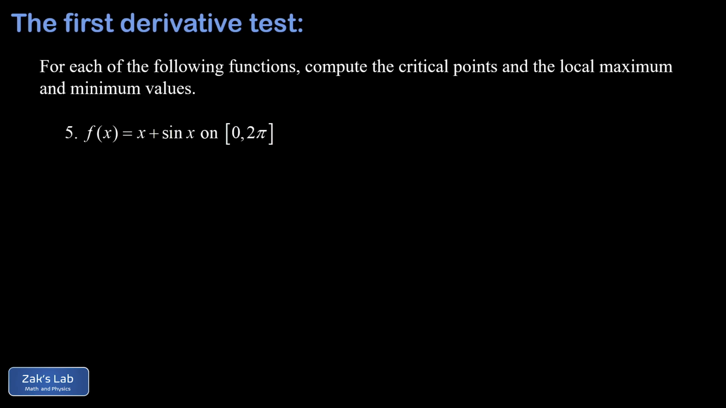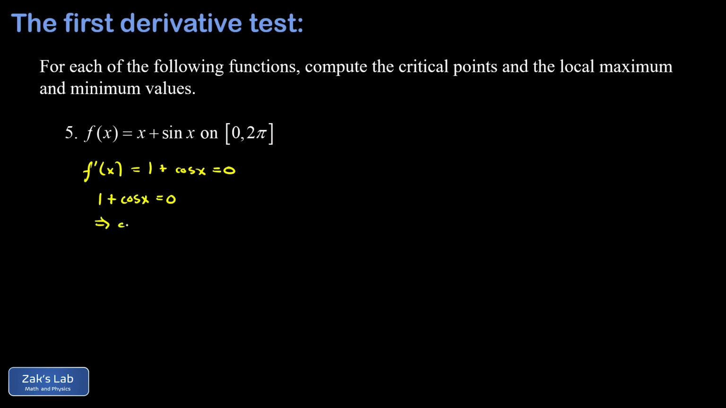Finally, we get an interesting function that's kind of a mixture between a polynomial and a trig function, so x plus sine x, and we're restricting our search to the interval 0 to 2 pi. So we take the derivative of this thing, and we get f prime of x is equal to 1 plus cosine x, and we're interested in where that is equal to 0. So I'm trying to solve 1 plus cosine x equals 0.